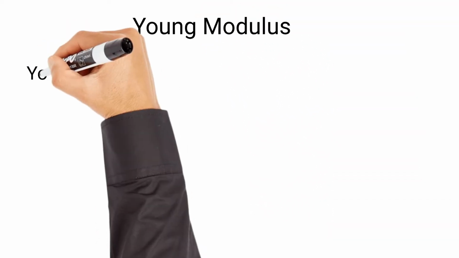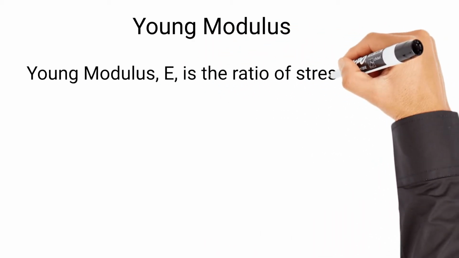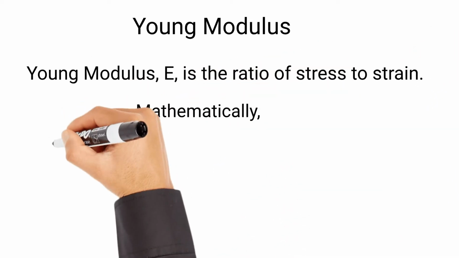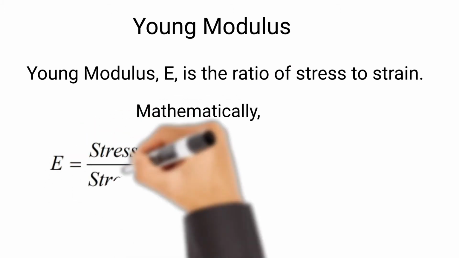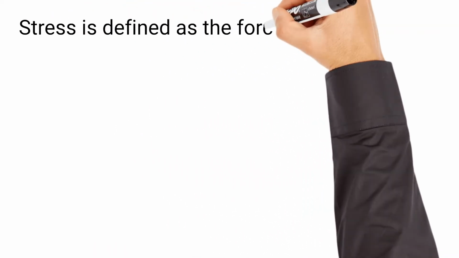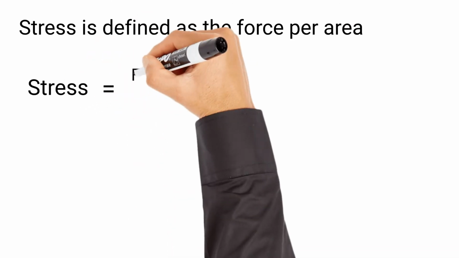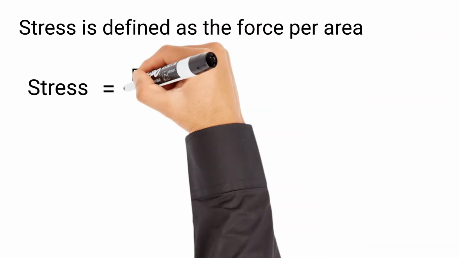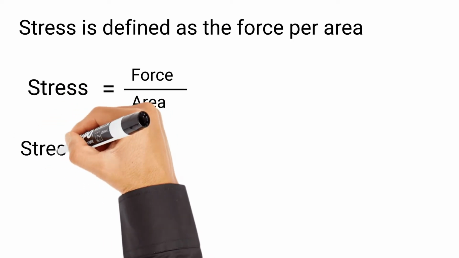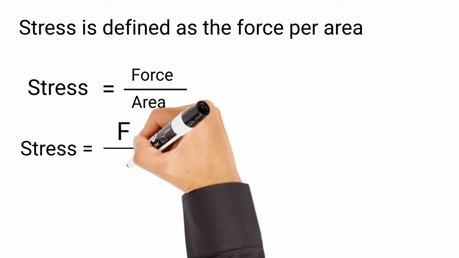Young modulus. Young modulus E is the ratio of stress to strain. Mathematically, Young modulus E equals stress over strain. Now, stress is defined as the force per unit area. Mathematically, stress is force over area. We can abbreviate it as stress equals F over A.